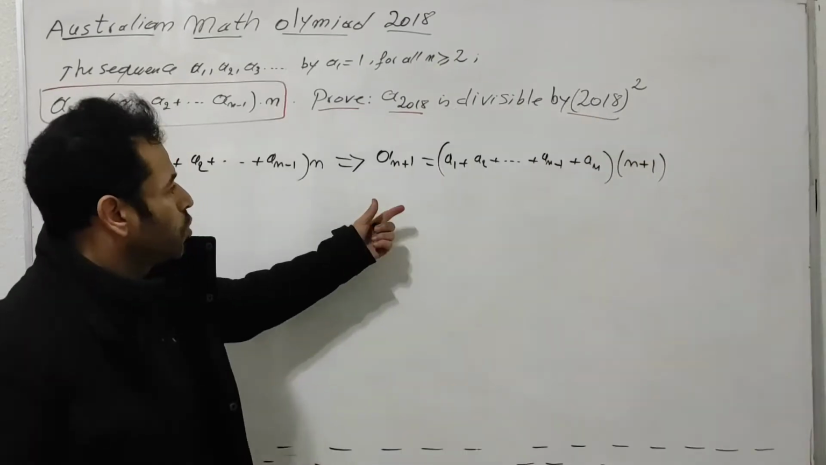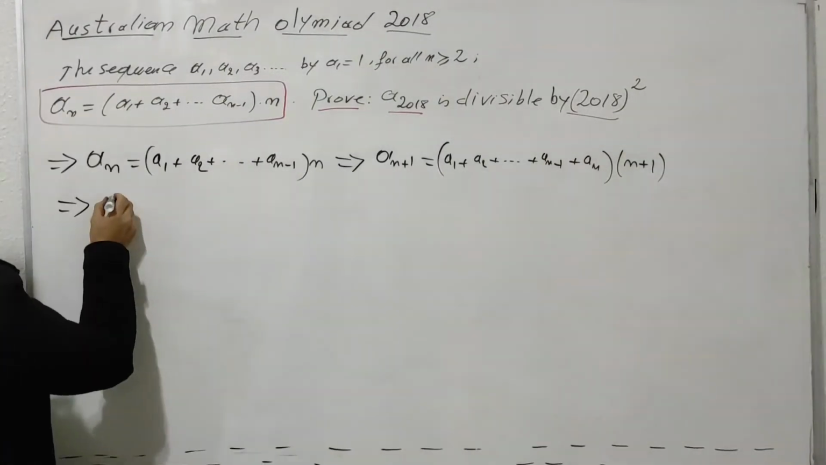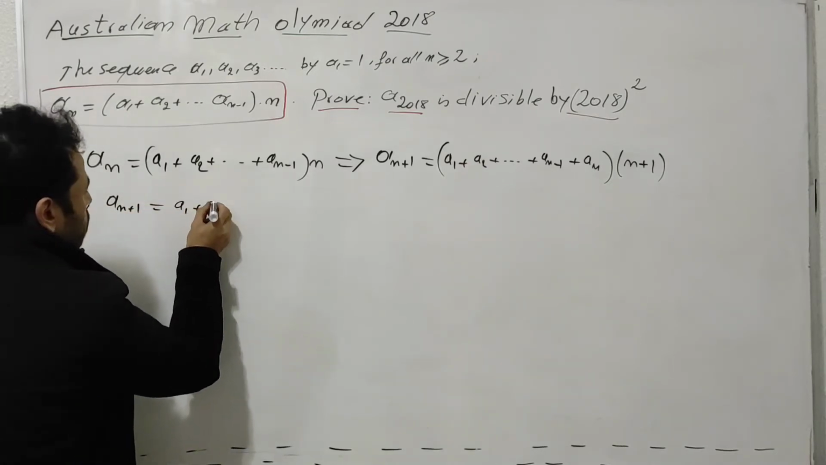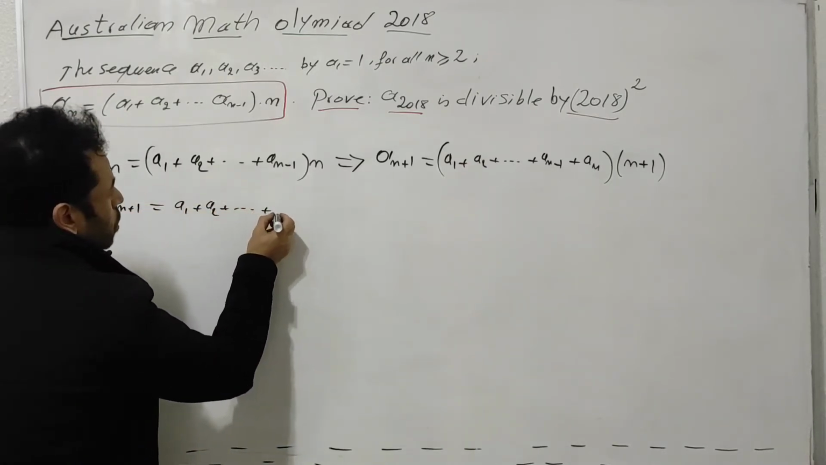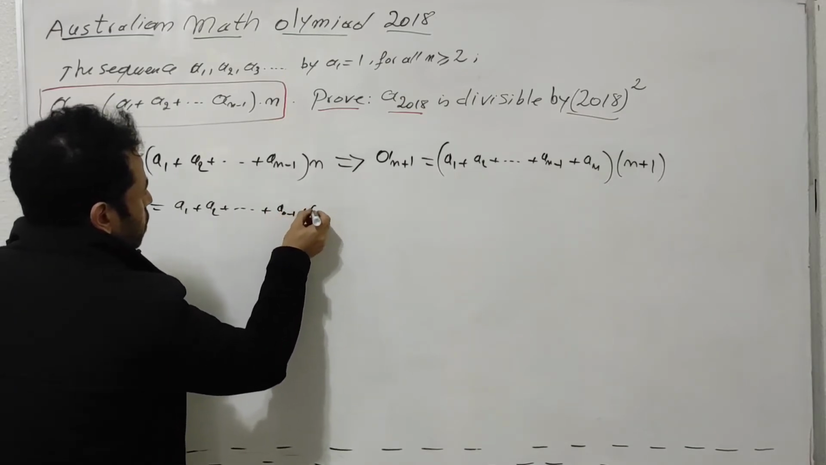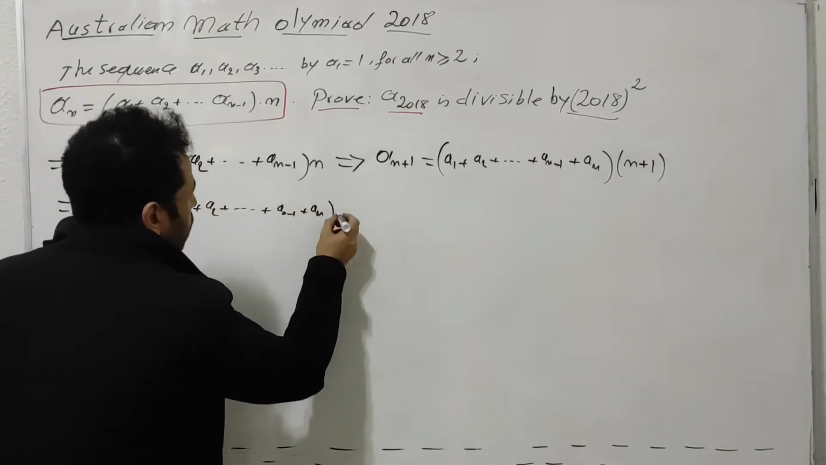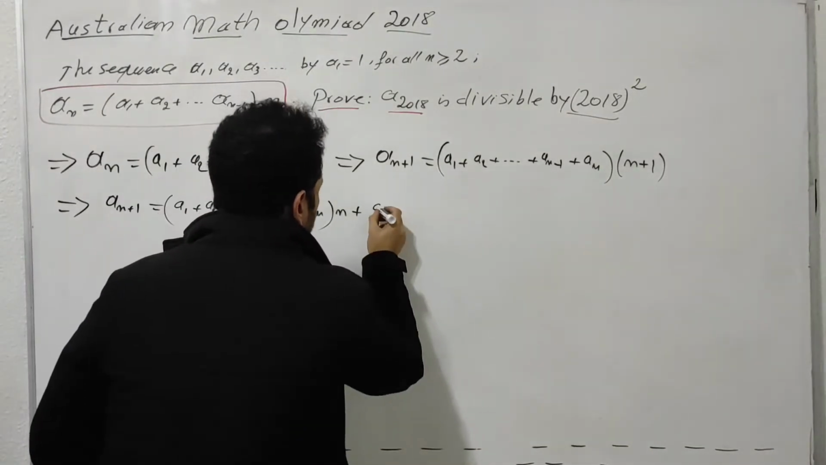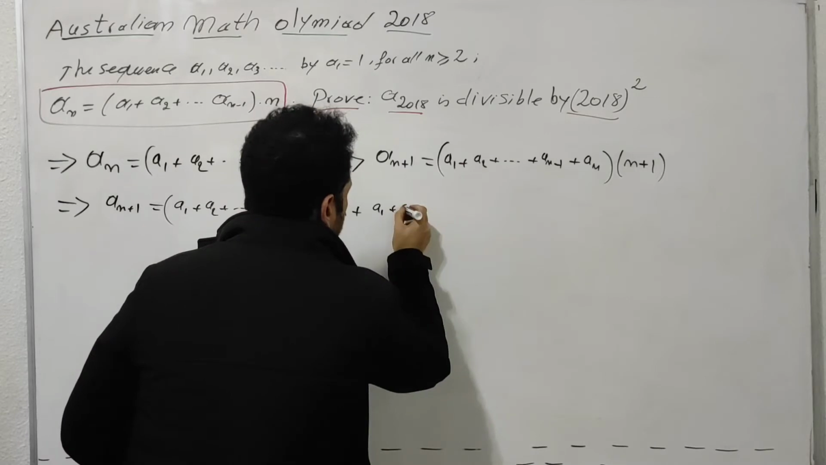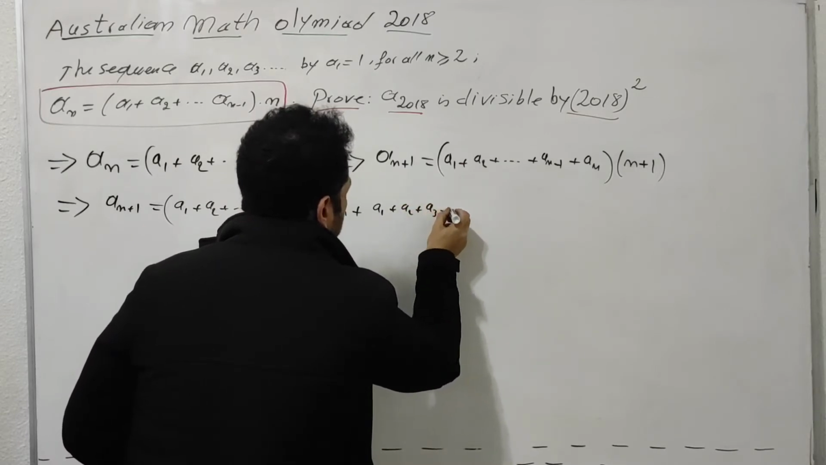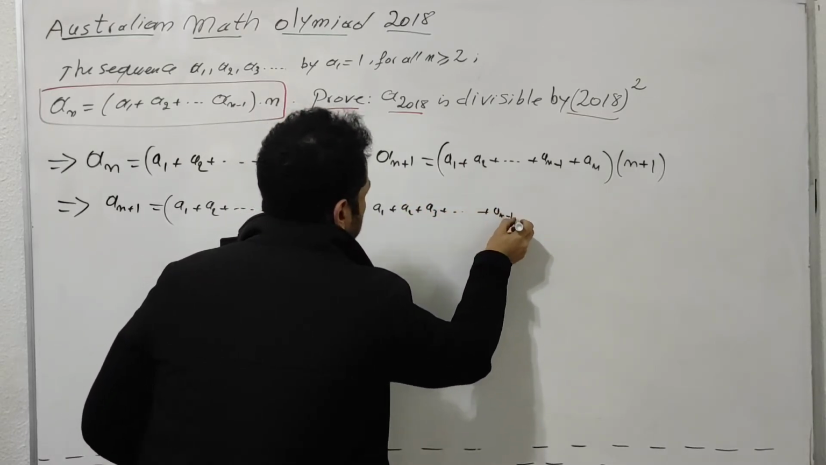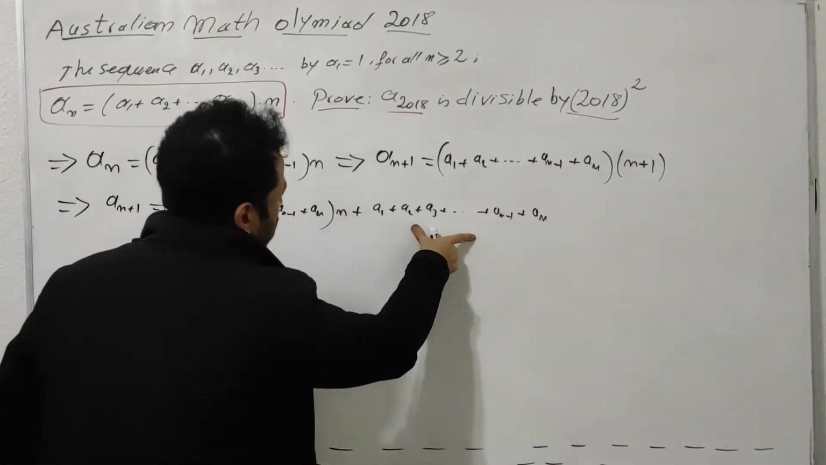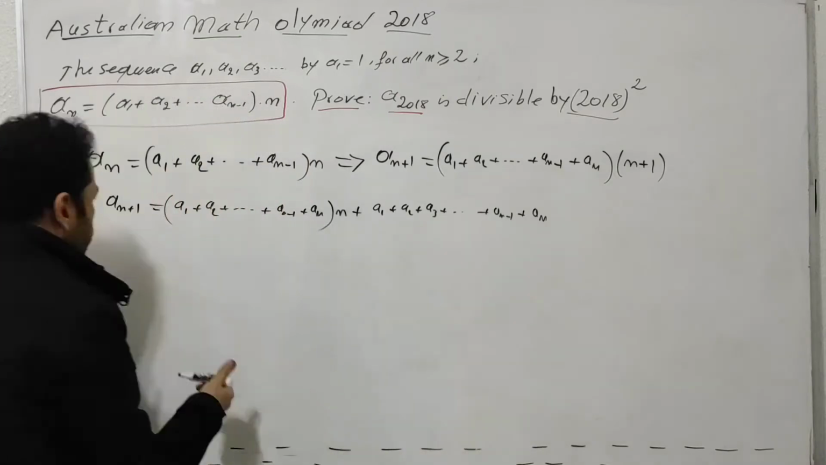All right, I'm going to factor this out. I will get a sub n plus 1 equal to a sub 1 plus a sub 2 and all the way down to a sub n minus 1 plus a sub n, the whole thing multiplied by n, plus the second term, which is a sub 1 plus a sub 2 plus a sub 3 and all the way down to a sub n minus 1 plus a sub n. This one is multiplied by n, the other one is multiplied by 1.